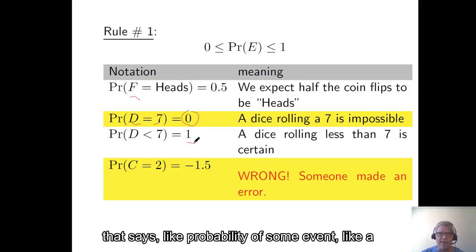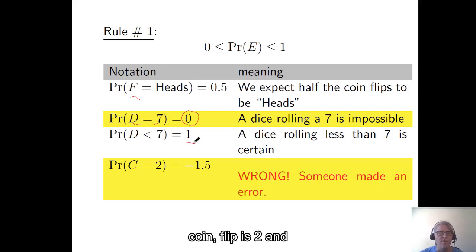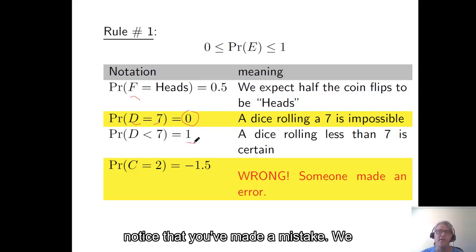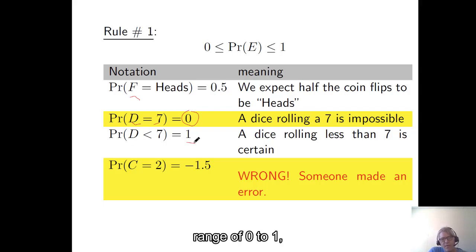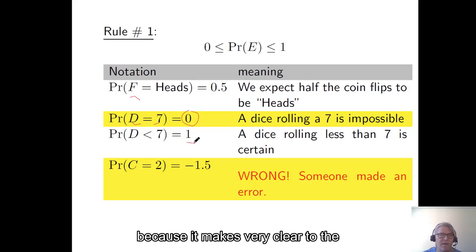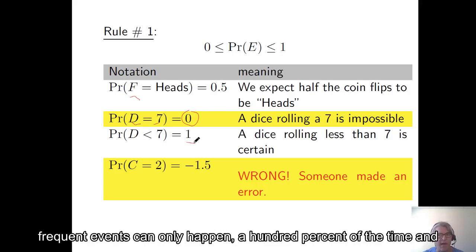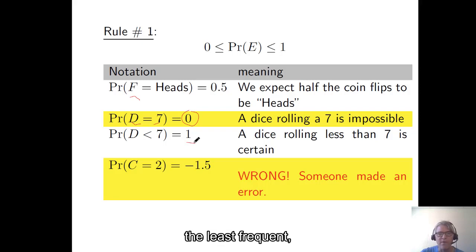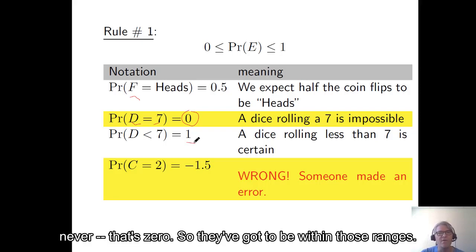And if you ever see something that says the probability of some event, like a coin flip, is 2, or that the probability of that event is negative 1.5 or negative anything, you immediately know that you've made a mistake. We give lots of partial credit in this class, but when we see probabilities that are outside the range of 0 to 1, it's hard to give a lot of partial credit, because it makes very clear to the grader that you don't understand this really important concept in probability, that it is the relative frequency of an event. The most frequent events can only happen 100% of the time, and that would be a probability of 1. And the least frequent happen never, that's 0. So they've got to be within those ranges.